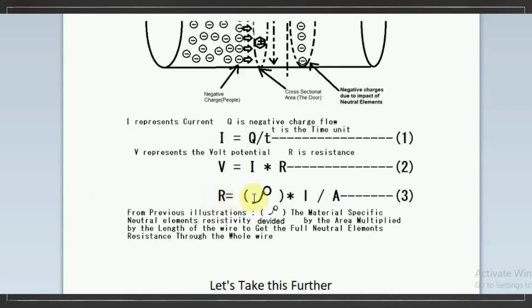Okay, we have the resistance here. It consists of the rho, the internal resistivity element of the material, multiplied by the length of the wire, which means all the numbers of the cross-sectional areas through the wire or the material, divided by the area. Okay, divided by the area.